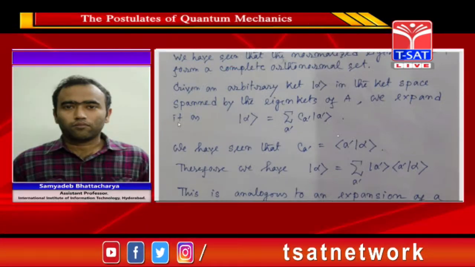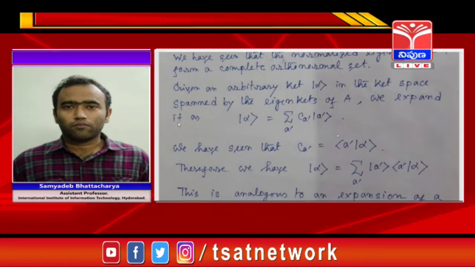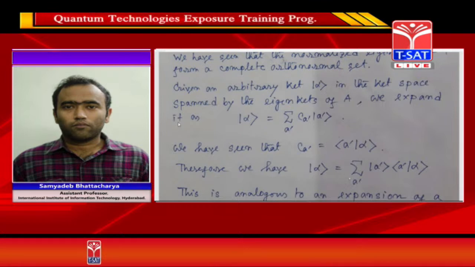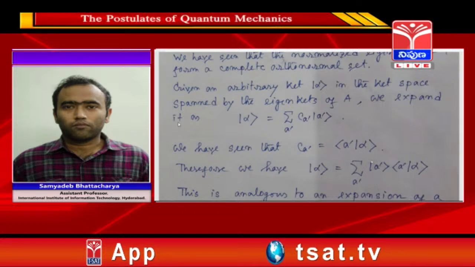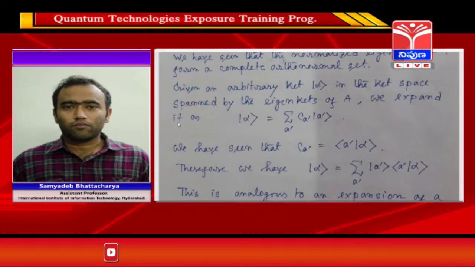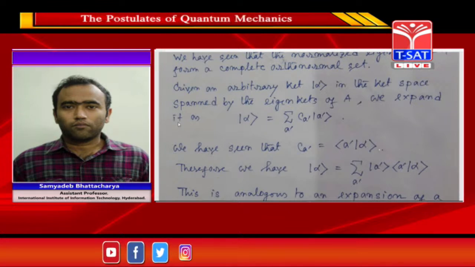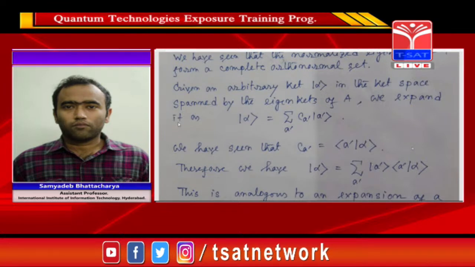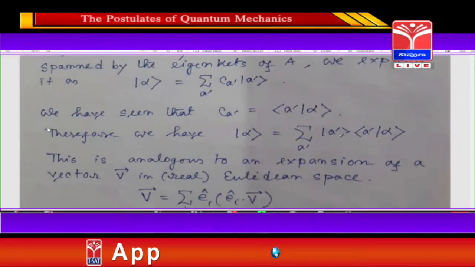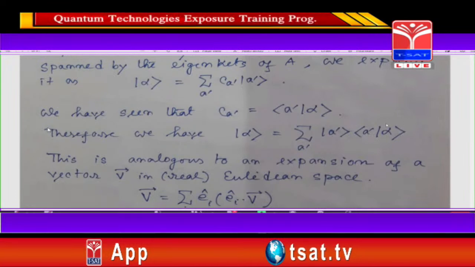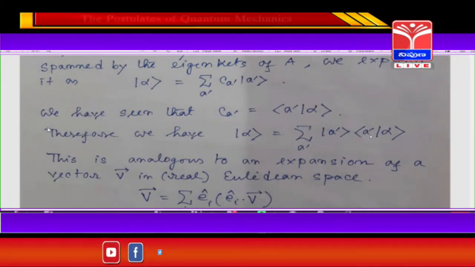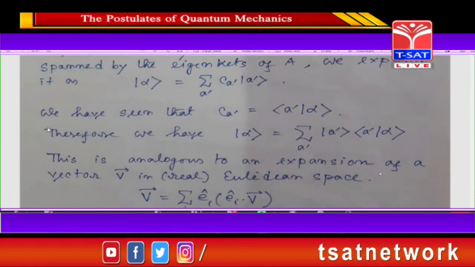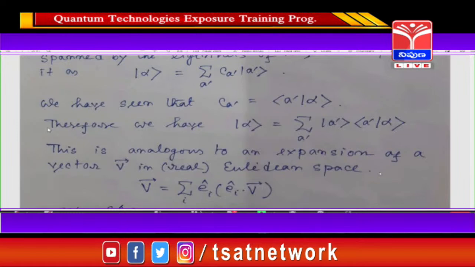Therefore this Ca prime can be written as the inner product of A prime with alpha. If we now replace Ca prime by this inner product in this summation, we have the description of alpha like this: sum over A prime of A prime, A prime alpha. If we single out this A prime thing, first ket A prime and then bra A prime, basically it is called a projection operator. It typically picks only the A prime component from the alpha vector. So it is just like we do projection in usual vector spaces. So you have a resultant vector.